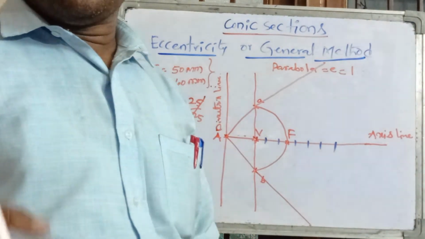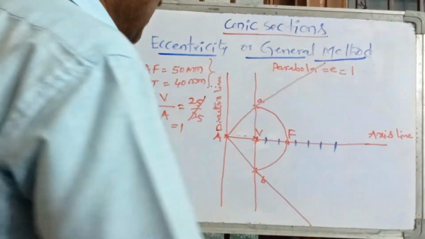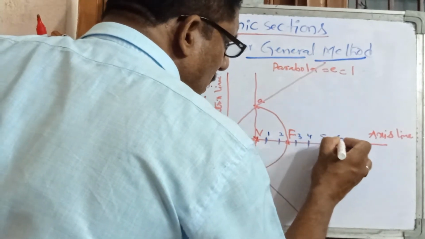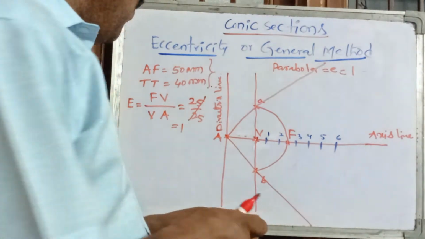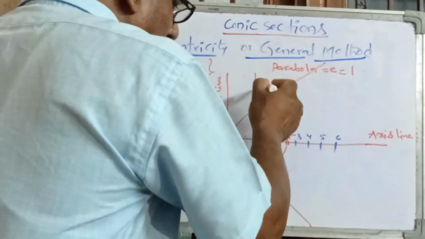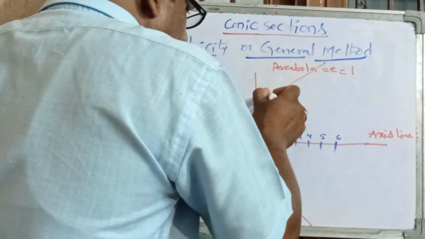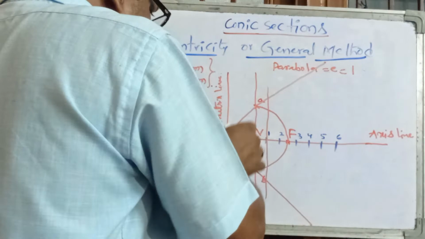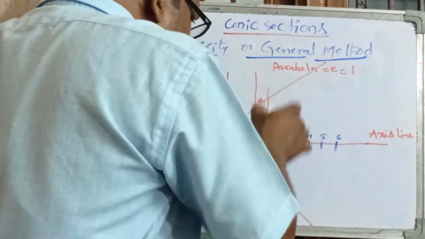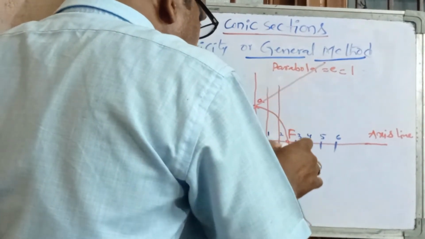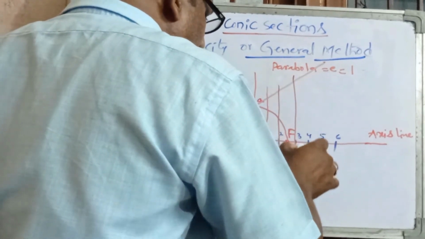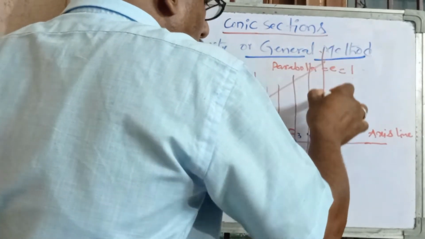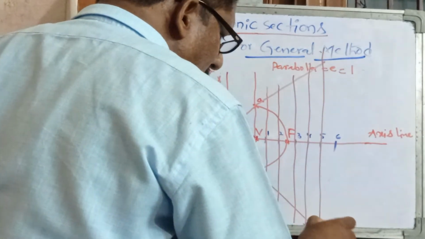In examination you can go up to 10 points, depending upon your time availability. So give the numbering 1, 2, 3, 4, 5 and 6. Now from all the points, draw a vertical line. It should touch these inclined lines, and these vertical lines should be parallel to the directrix line. So from 1 we are drawing, from 2 also, from 3 also, from 4, from 5, like that you can go up to 7 or 8 points.